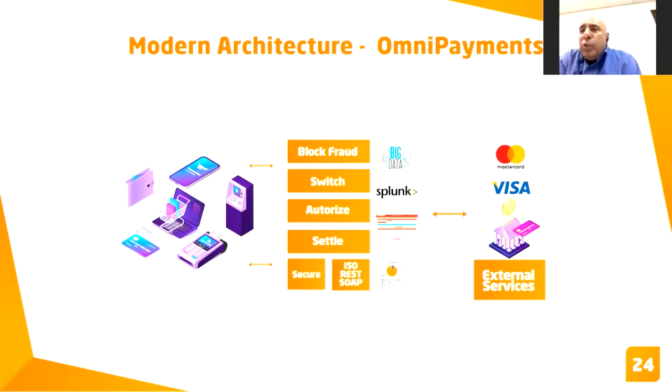So within the switch itself, everything within the switch is secure. It is PCI compliant, and so cards are not stored in clear. Cards are always encrypted. Different modules within the switch provide the different API functionality for ISOs, XML, JSON. All the transactions are routed through the switch. They can be authorized. They provide settlement. There is fraud blocking capability. And all of these transactions can then be fed to a big data engine such as Splunk.